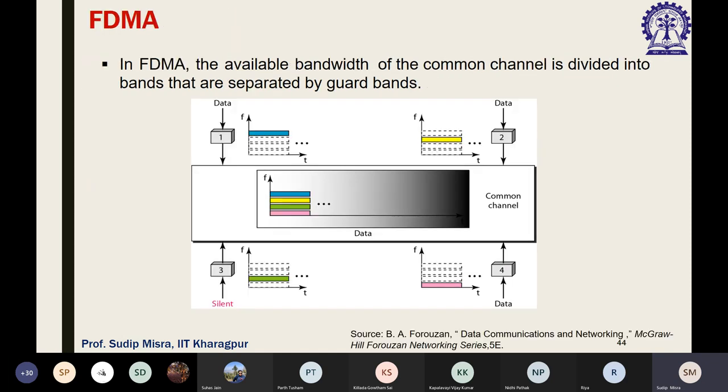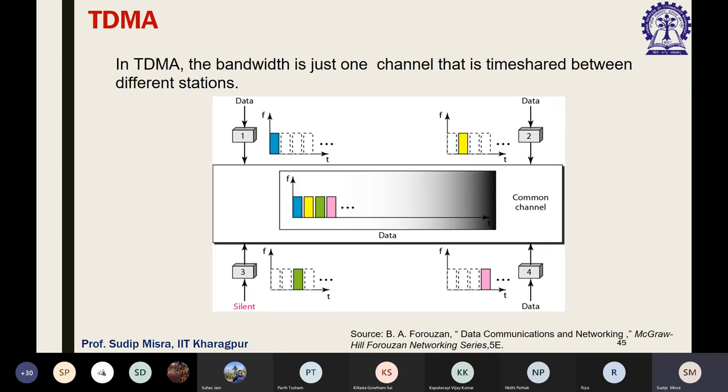So in FDMA, frequency division multiplexing, as you can see, the different stations have different frequencies in which they can transmit, right? So station 1 in this frequency range, station 2 in this frequency range, station 4 in this frequency range, and station 3 in this frequency. So they know in which frequencies they are going to communicate. This FDMA is an extension of the FDM concept in order to provide multiple access to these different stations in the different frequency ranges.